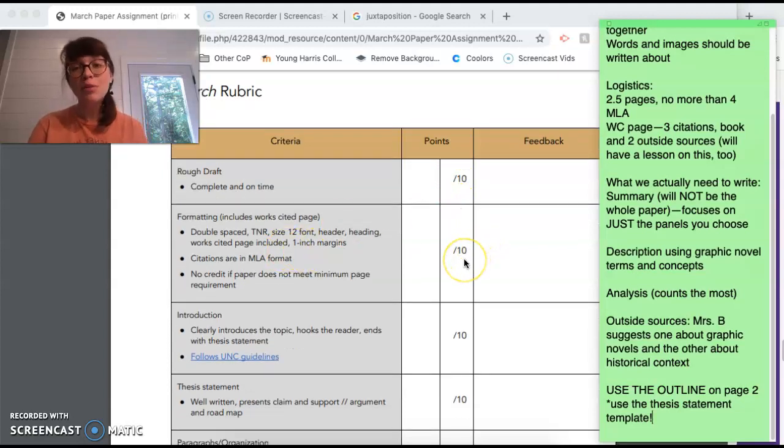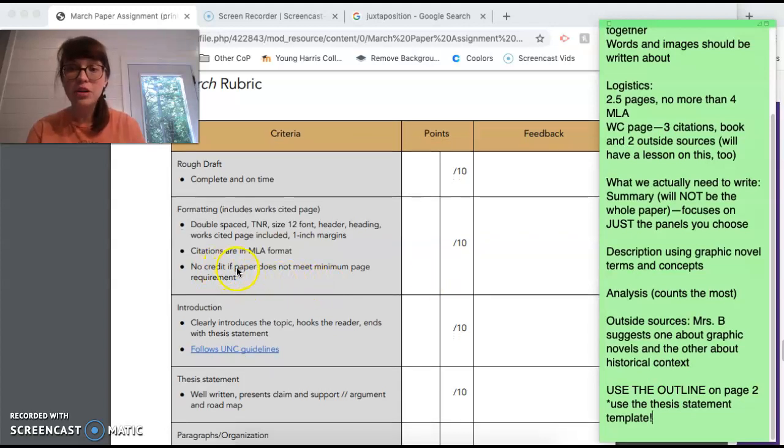Formatting, the most points you can get is 10, but let's say your citations are not in MLA format. That's going to knock that 10 points down pretty far. So there's a lot of things included in this one section, but then do note, no credit if paper does not meet page or minimum page requirement. So if you turn in 2 pages, you will get 0 out of 10 points. And I guarantee you that if it's that short, you haven't covered everything you need to cover, so you will lose points in other areas as well.